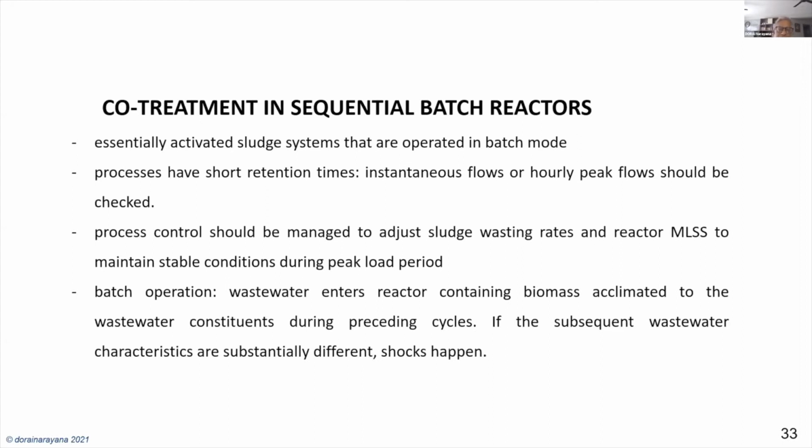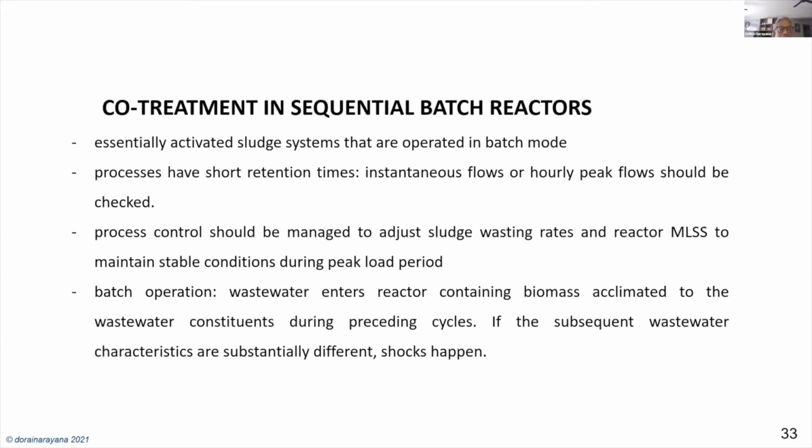In a sequential batch reactor, this also works on a similar principle of activated sludge, but it operates in batch mode. So you have different batch modes of fill, aerate, settle, and decant. And each of these sequential modes could have a very short time duration, right?